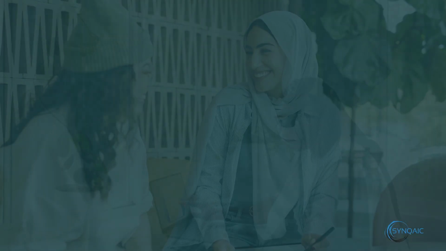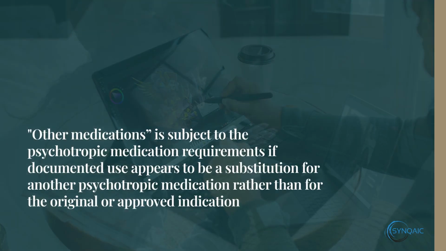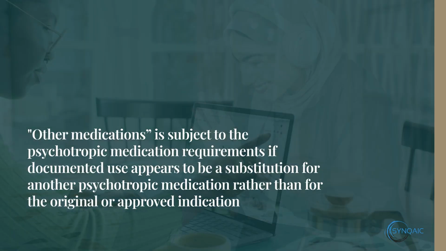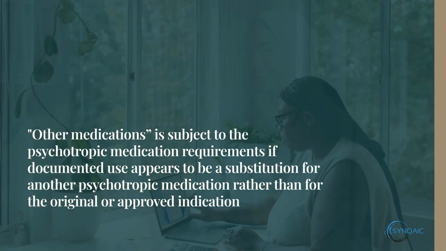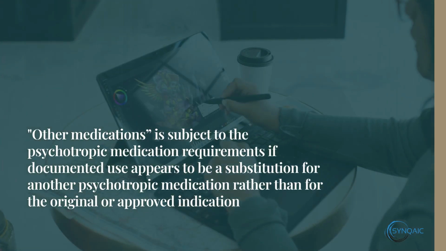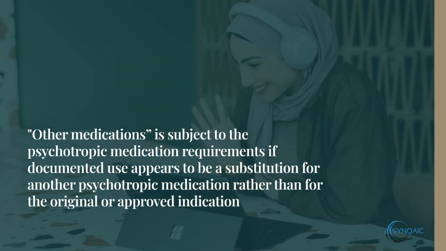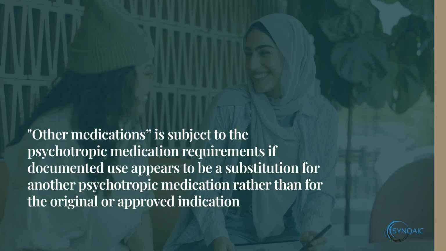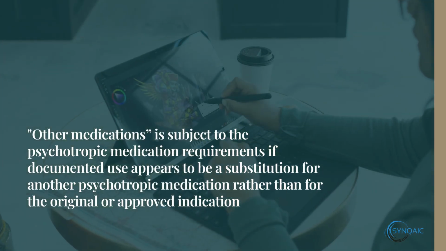The use of these other medications is subject to the psychotropic medication requirements if documented use appears to be a substitution for another psychotropic medication rather than for the original or approved indication. For example, a seizure medication is being given to a resident with no history of seizures, but the medical record shows the medication is given to treat agitation. The use of the seizure medication should be consistent with the psychotropic medication guidelines.